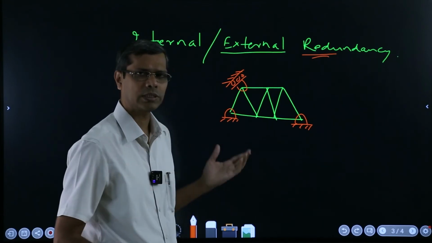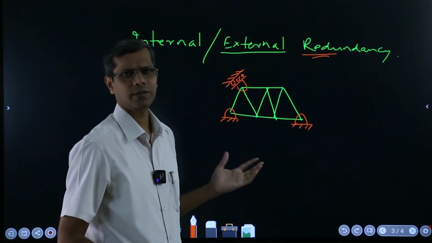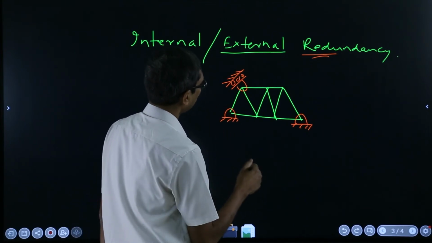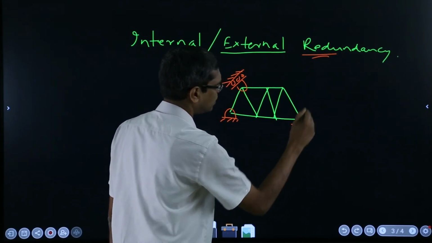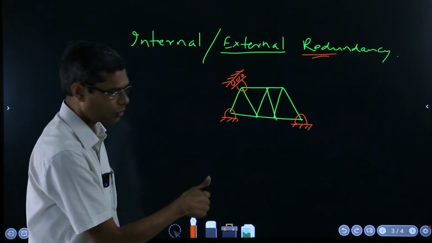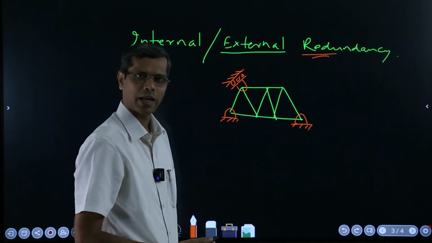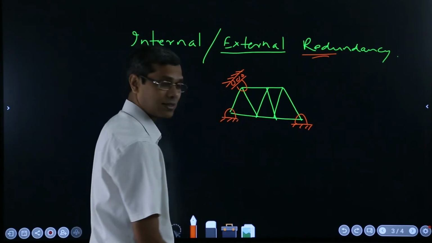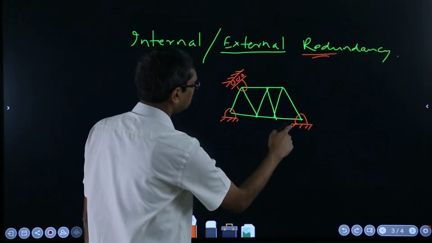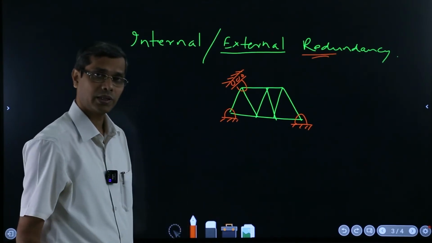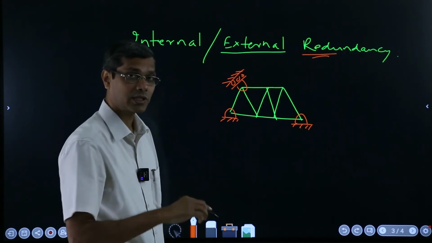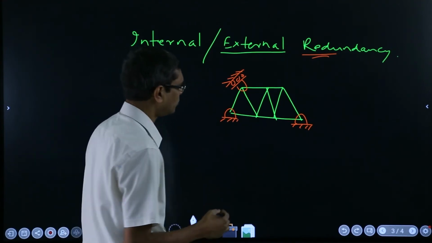Even if you remove some of them, the system will still be stable. For example, in this case, if I remove this complete support, the hinge support, it will still be balanced. Similarly, if I remove this, the system will still be balanced, but there is still some redundancy or additional things which can be stripped off from the structure.